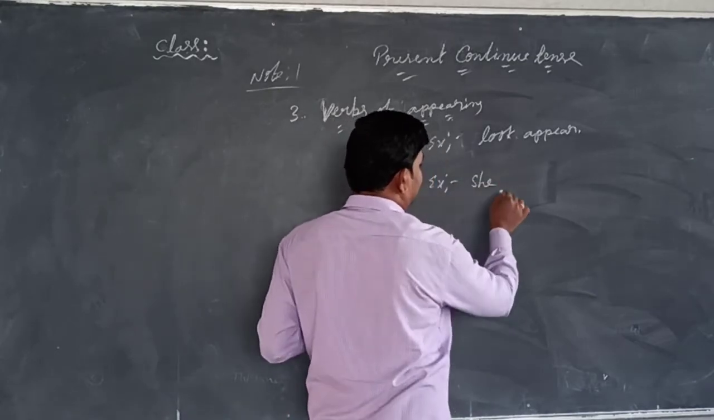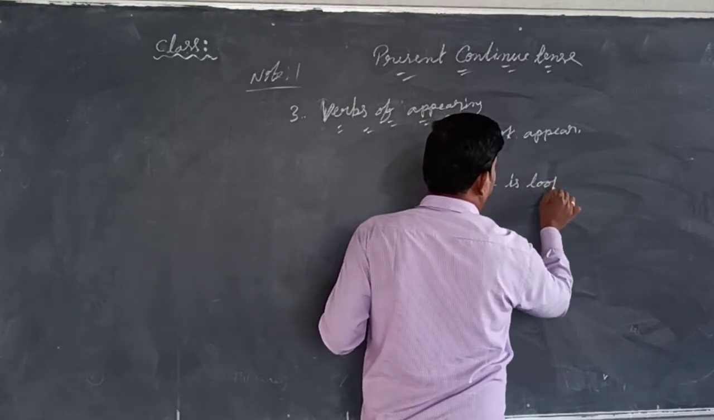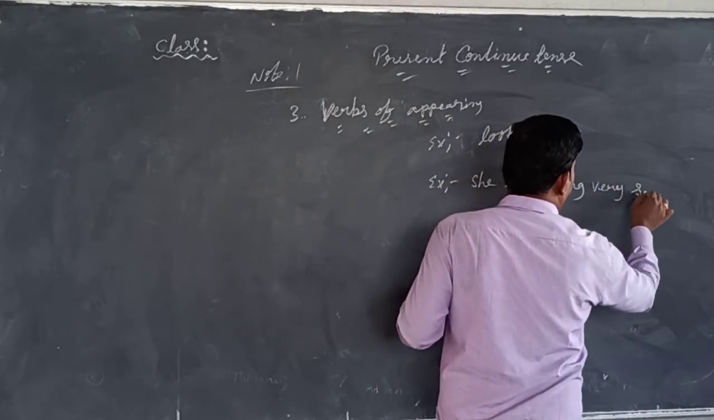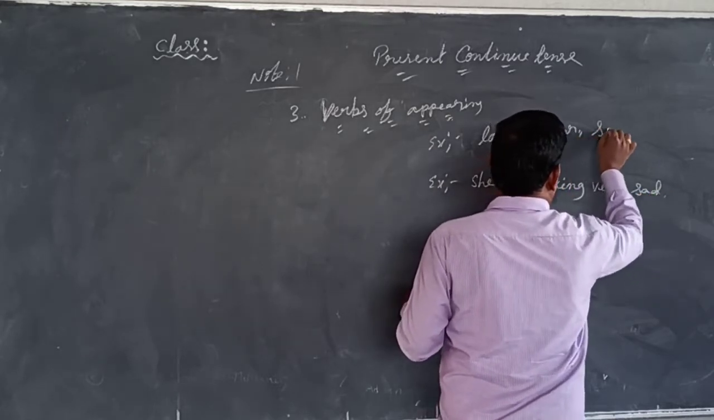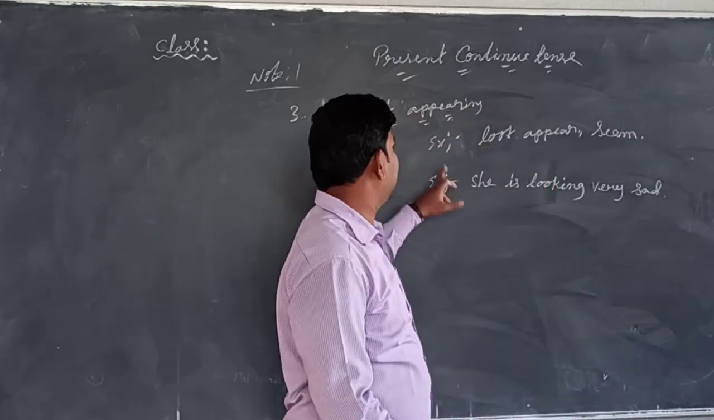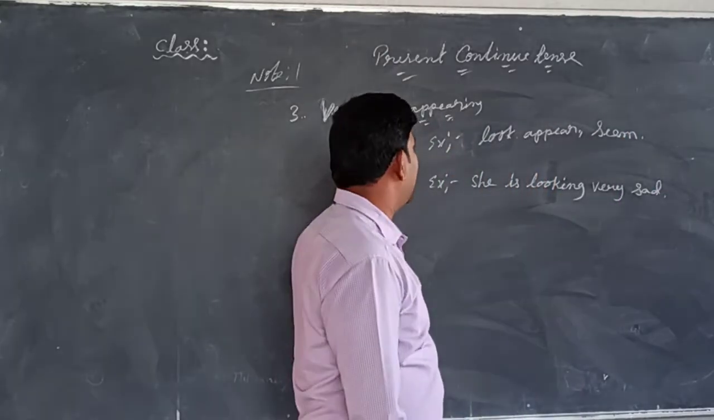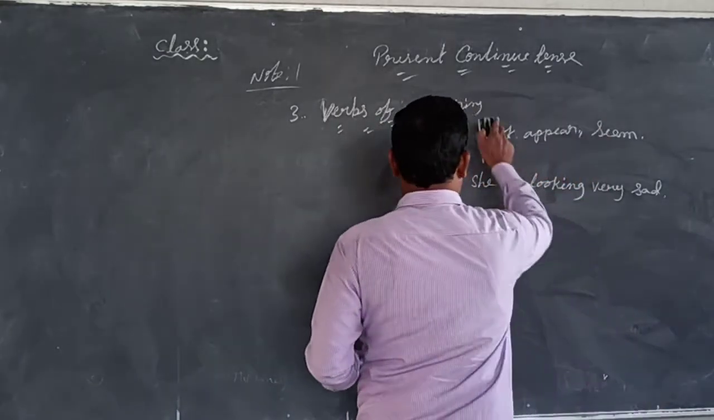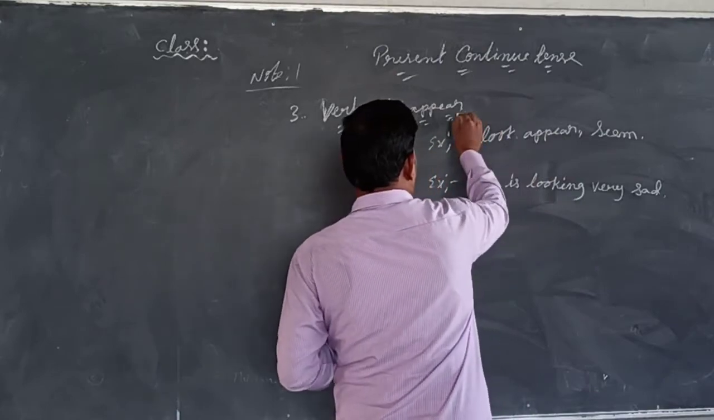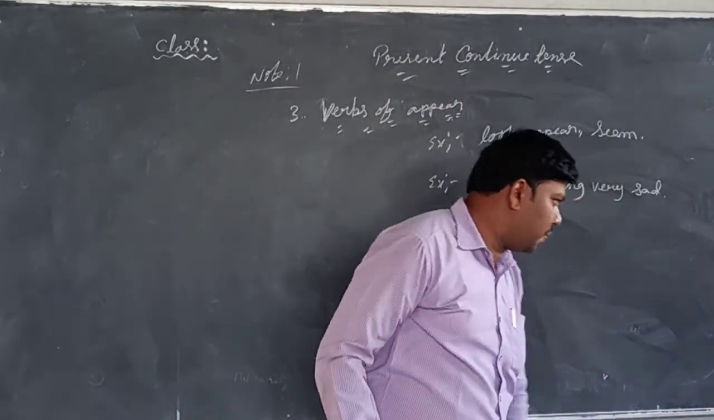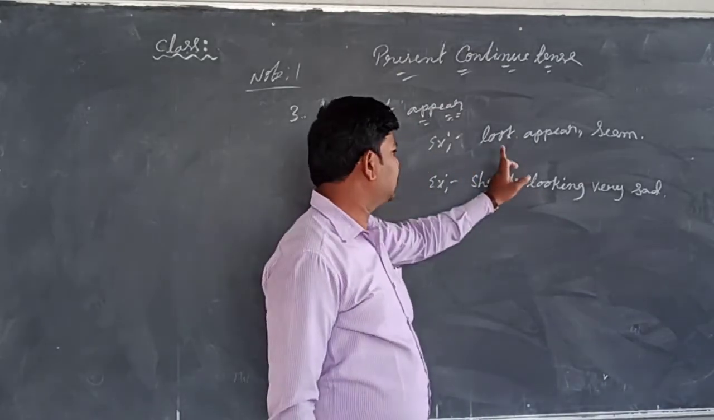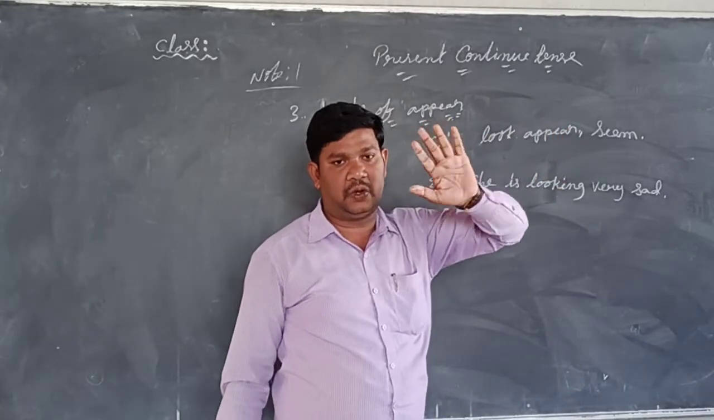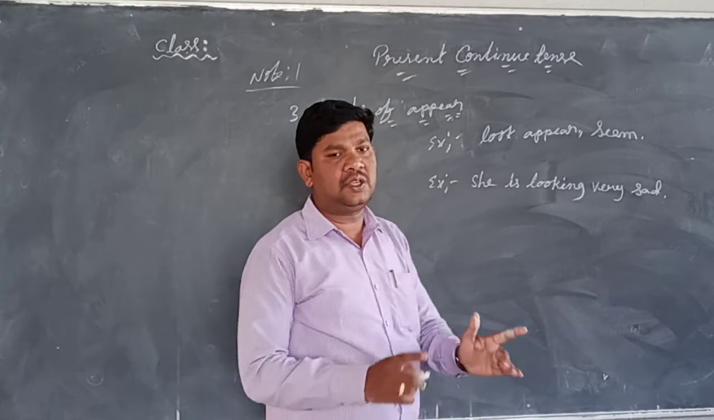she is looking very sad. And also here seem. Seem is also a verb; we can say verbs of appearing or appear. We should not use ing with appear. So verbs of appearing, here a few words we can say: those are look, appear, see. We should not use those verbs in present continuous tense. We should use them only in simple present tense.